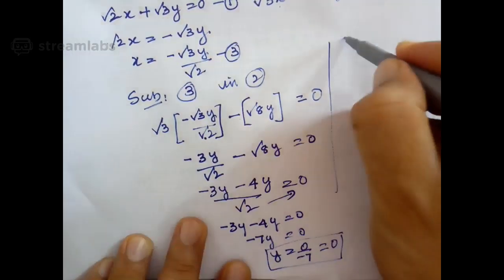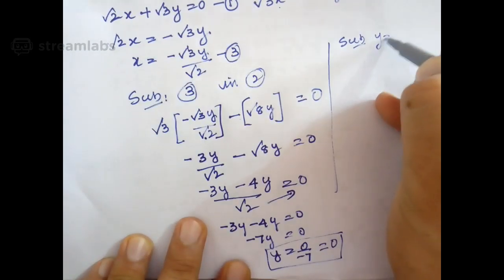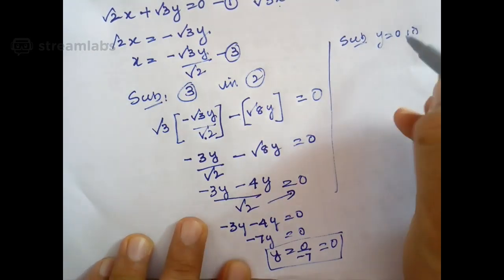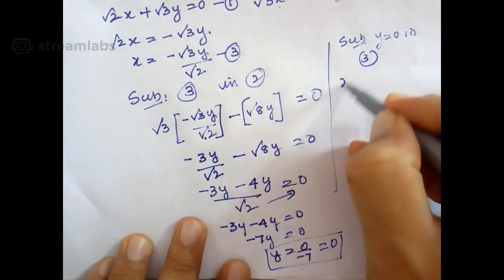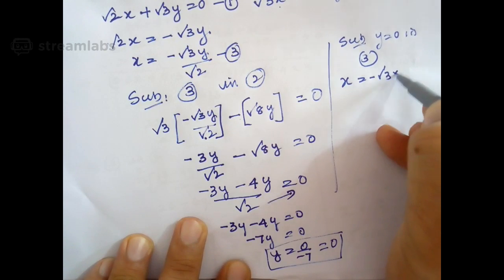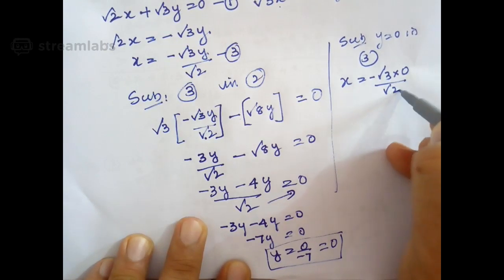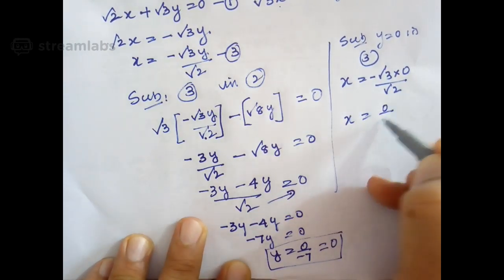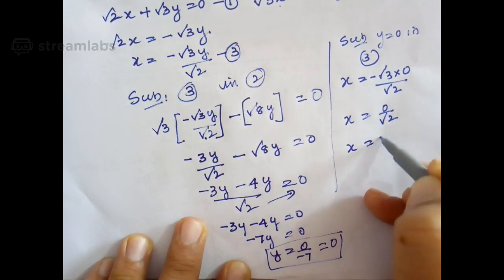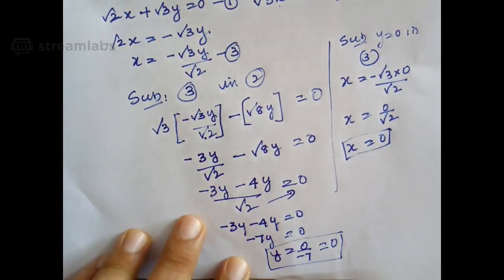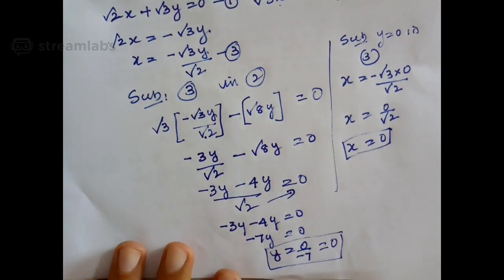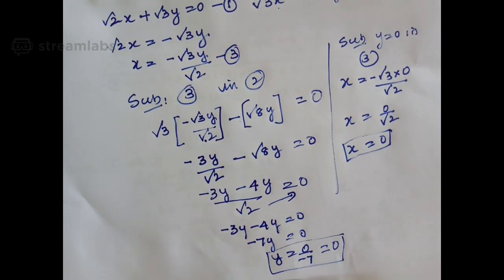Now substitute y is equal to 0 in 3. That is x is equal to minus root 3 into 0 by root 2. So x is 0 by root 2. So x is also 0. So y is 0, x is equal to 0 is the solution.